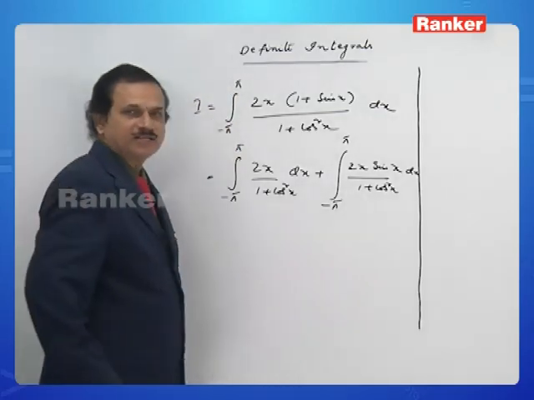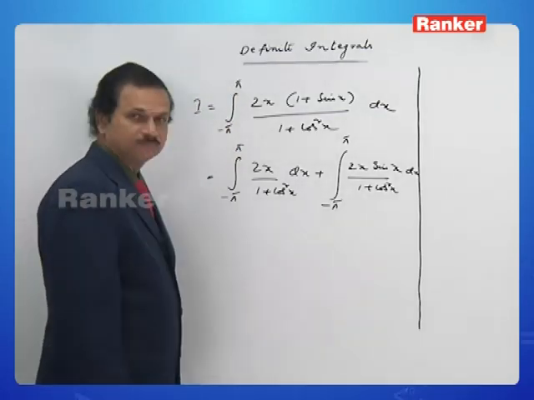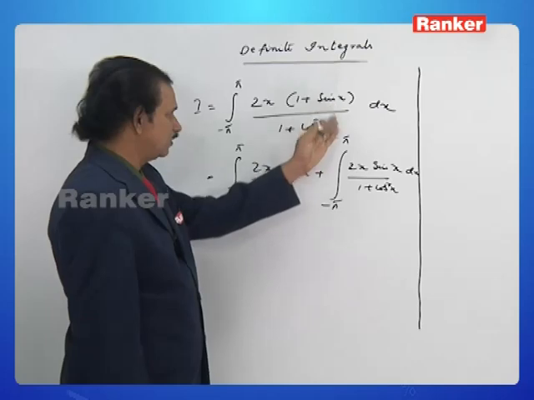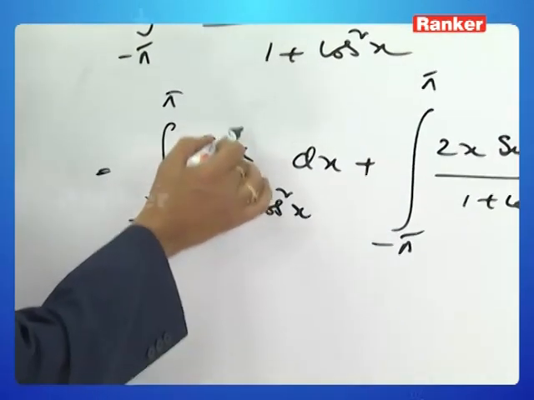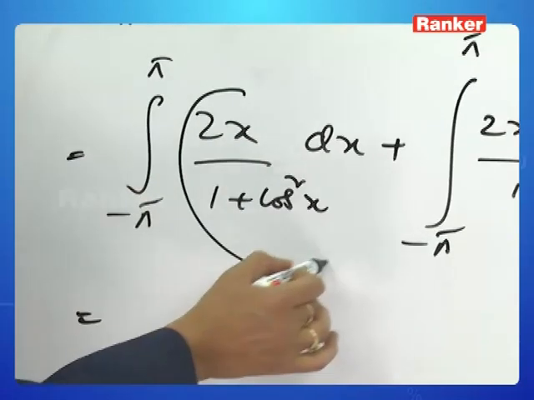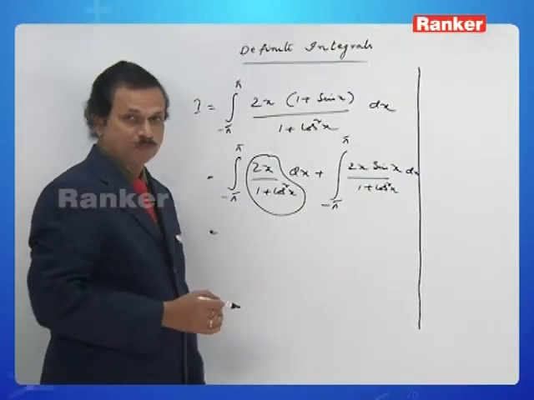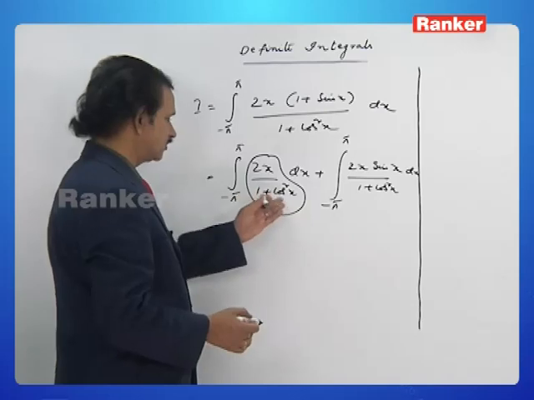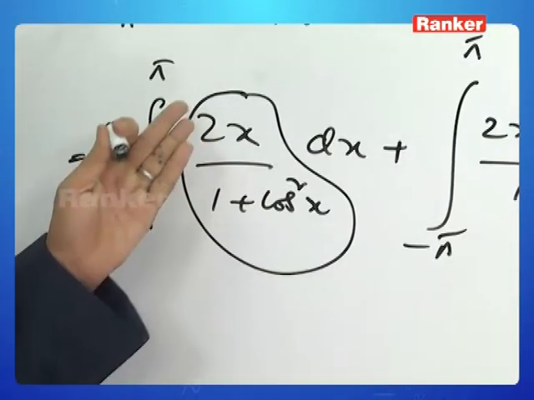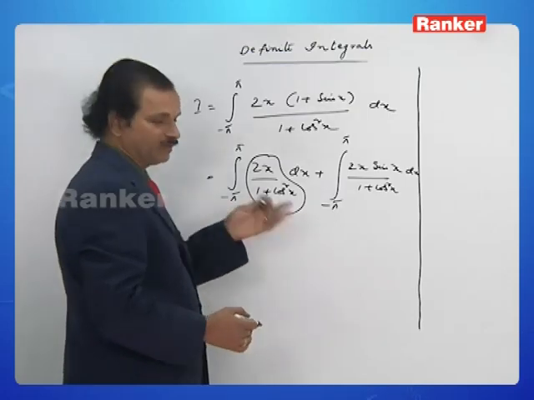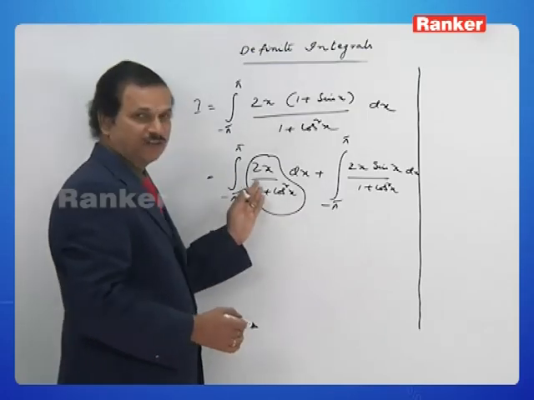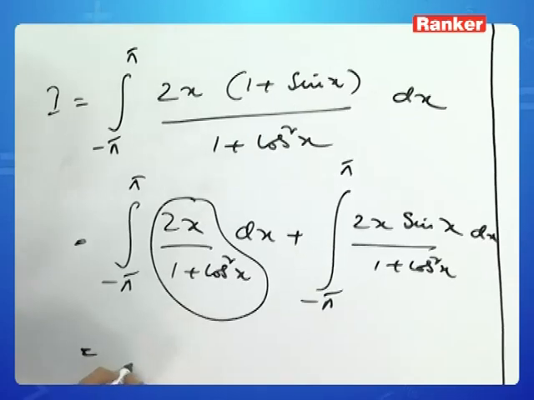I think you might have understood what I could have done. I have split this 2x plus 2x sin x, that's all. See, 2x by 1 plus cos square x, this is an odd function, you please observe. 1 plus cos square x is even, 2x is odd function, odd by even is again an odd function. So by the previous formula, integral from minus a to a, if f of x is an odd function, it becomes 0.